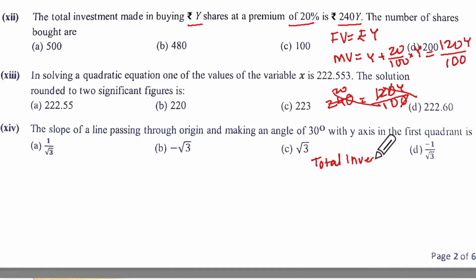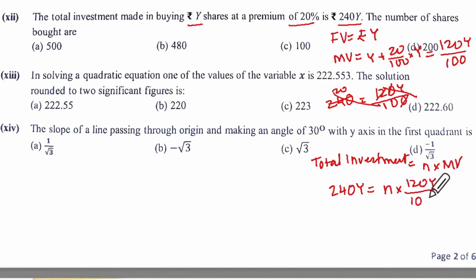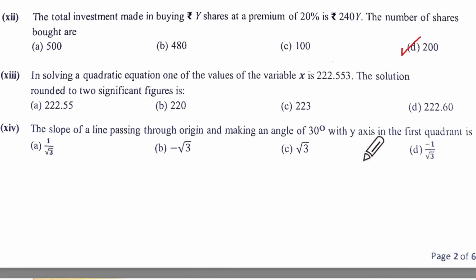Investment is equal to n into MV, correct? Agreeable? Okay. So total investment is 240y, which is equal to n into 120y upon 100. Y got cancelled, this 0 got cancelled, and 12 ones are 12, 12 twos are 24. So n is equal to 200. So each one of these is a little bit tricky, huh?